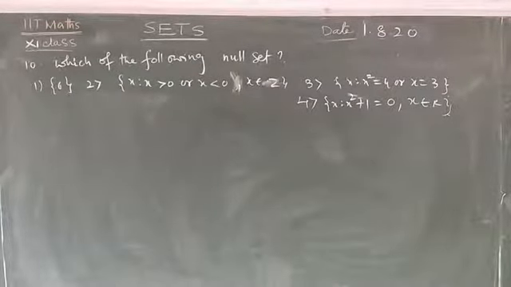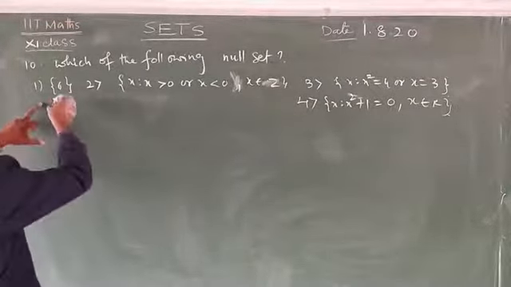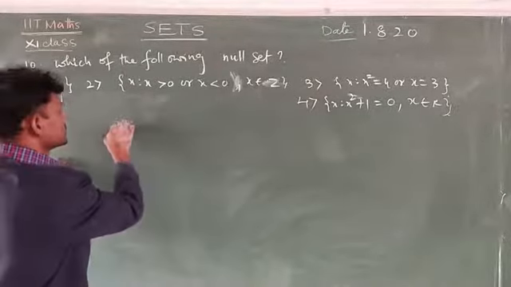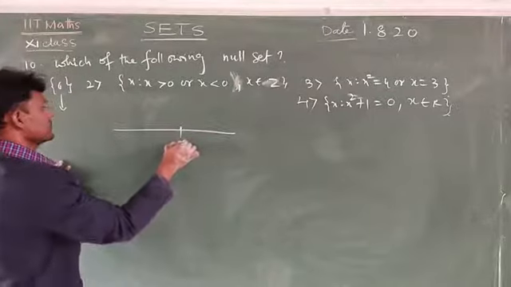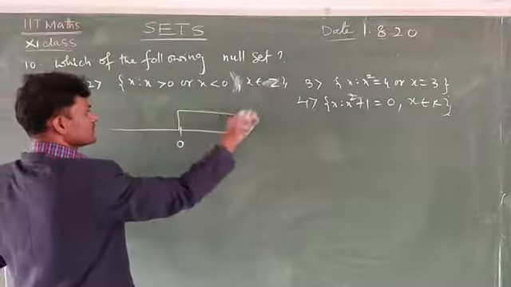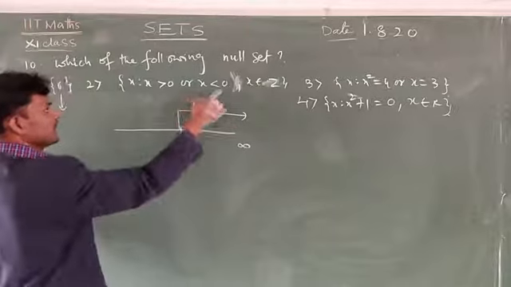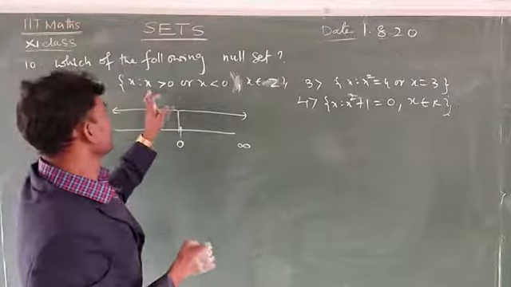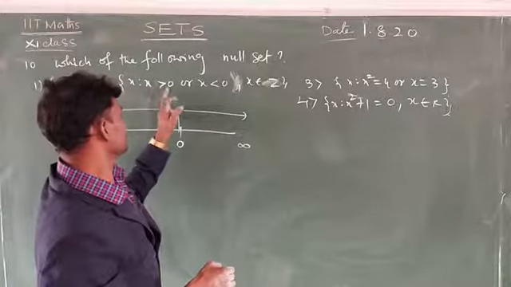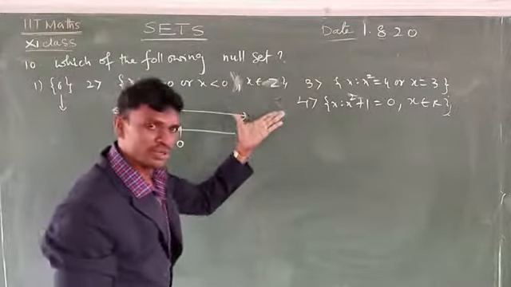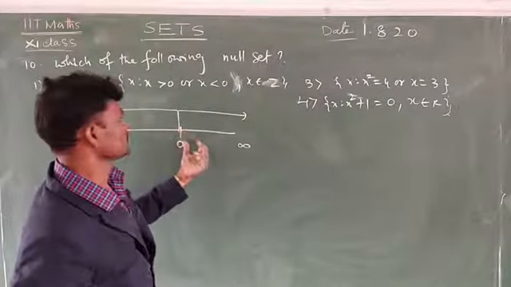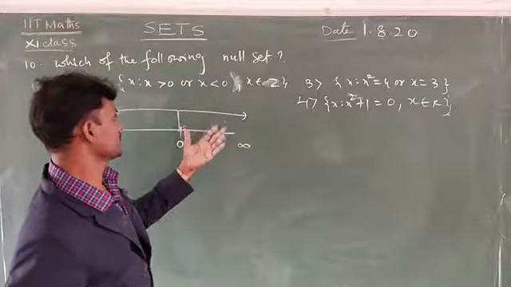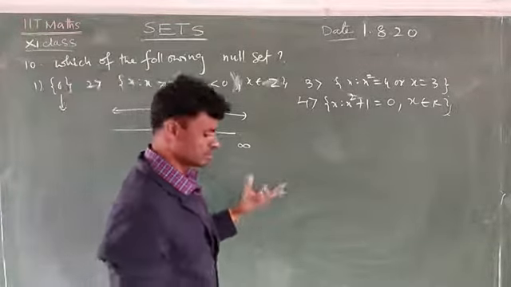Okay, next, 10th one: which of the following is a null set? Here the first one is a singleton set, it has one element. Okay, that's why this is not a null set. Next, the second one: x greater than 0 means here to here, infinite plus, and x less than 0 means this side, but in between, x greater than 0 and x less than 0, no numbers are possible. And x belongs to Z, here 0 is an integer, again in between, no numbers.